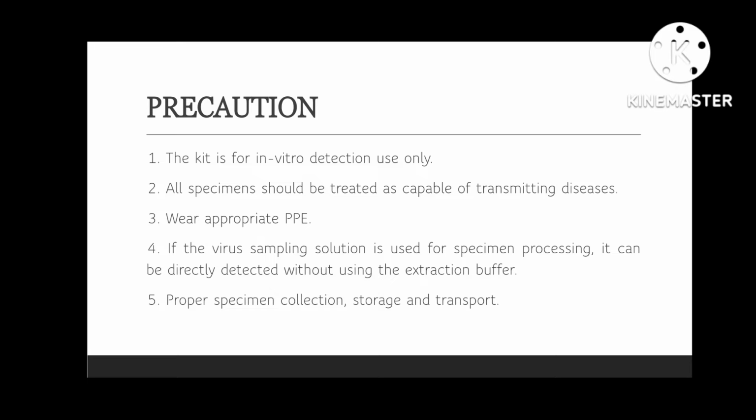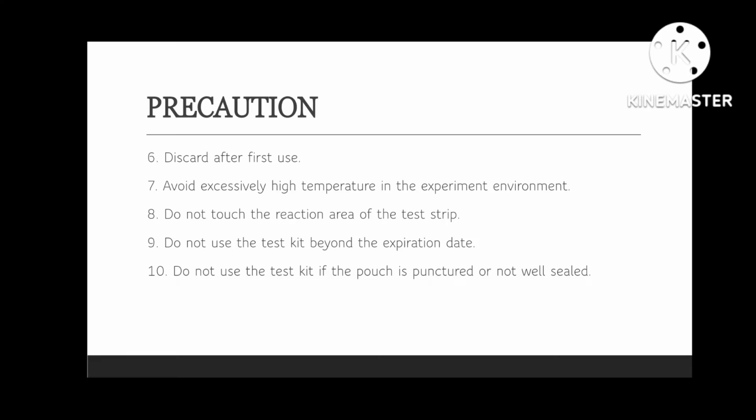Number four, if the virus sampling solution is used for specimen processing, it can be directly detected without using extraction buffer. Number five, proper specimen collection, storage, and transport are critical to the performance of the test. Sixth precaution, discard everything after first use. The sample extraction tube, the dropper, and the test device cannot be used more than once.